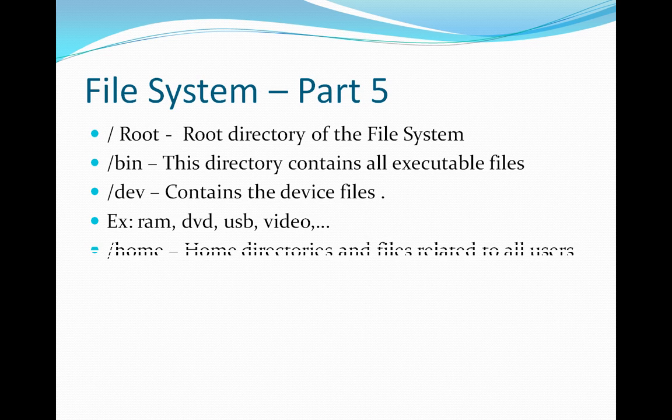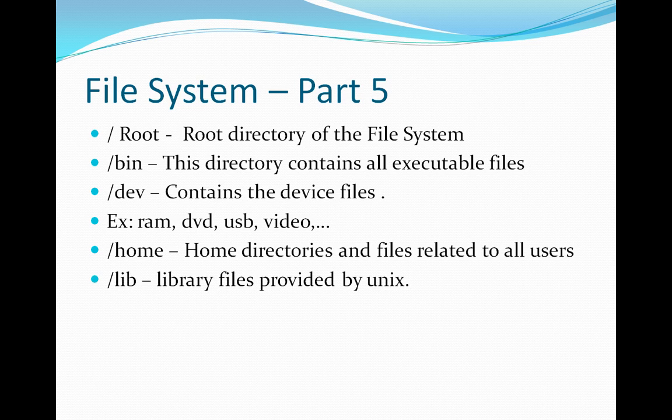Then we have the home directory, which holds the files related to all the users. As I said, Unix is a multi-user operating system where multiple users can access the system. In order to access it, the administrator creates separate users with a set of passwords. All those user names and information will be available in this home directory. And lib means the library files provided by Unix. All the library files related to the Unix operating system will be available in this library directory.